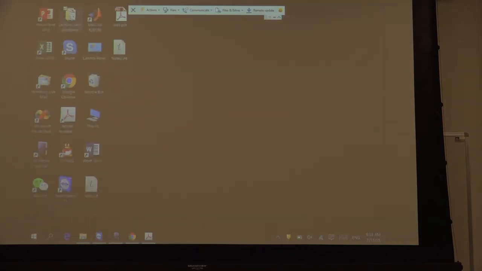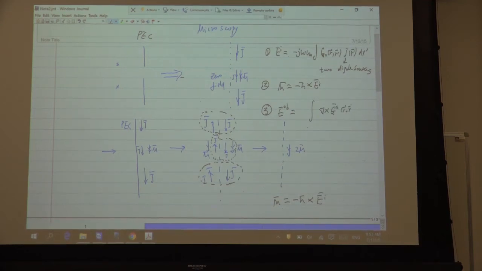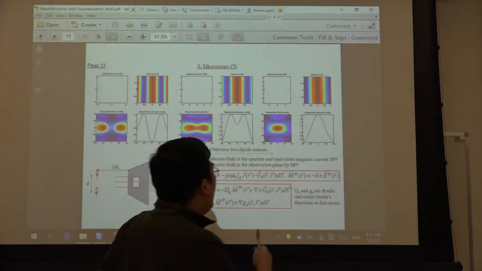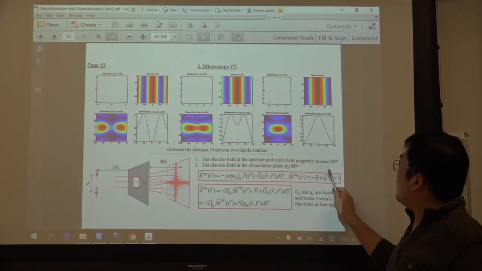Use this equivalent principle again. So it's just gradient cross J 0 R prime dot M R prime dr prime. This is a basic procedure. So just use this Green function twice. First, the Green function just gets this incident field. Just get this equivalent M and incident field at this aperture.